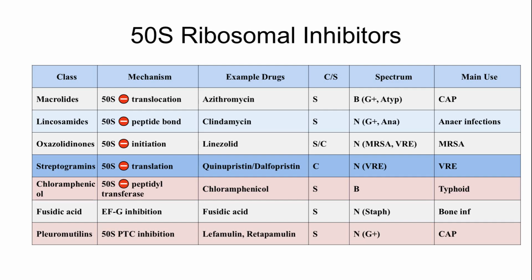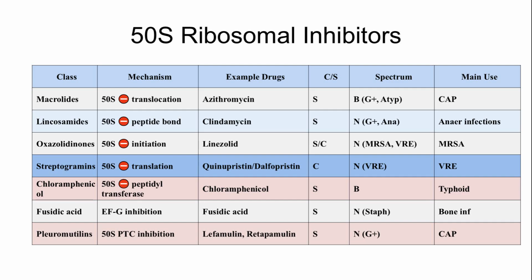Now go even earlier, the initiation step of protein synthesis. This is where oxazolidinones, like linezolid, act. They prevent the formation of the initiation complex, so protein synthesis cannot even start. That is why they are very powerful against resistant organisms like MRSA and VRE.